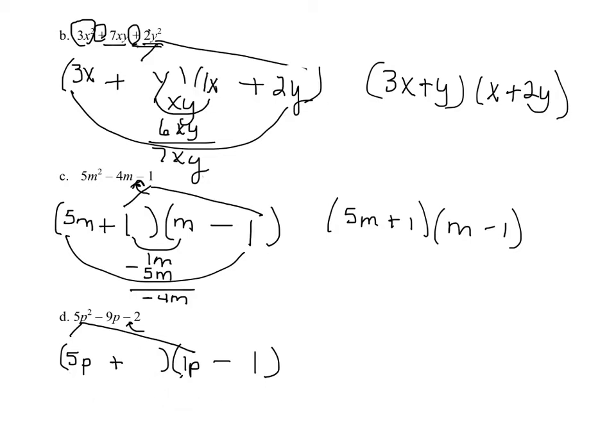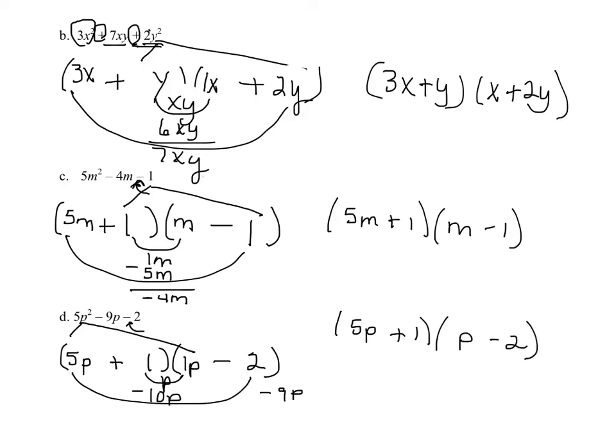And I'm just going to see what happens if I reverse. Put the 1 here and the 2 here. And you might see what happens. 1 times p is 1p. The outside will be negative 10p. Yeah, I get a negative 9p. I did it. So 5p plus 1 and p take away 2 is my final answer.